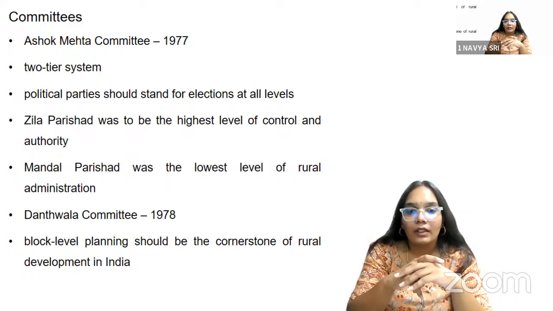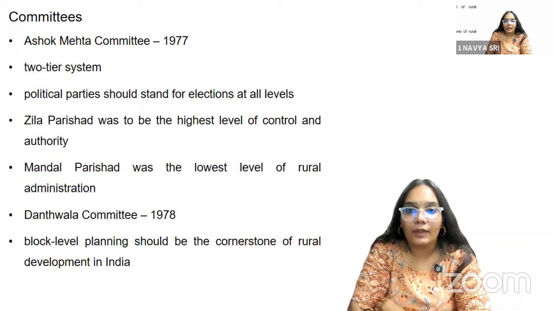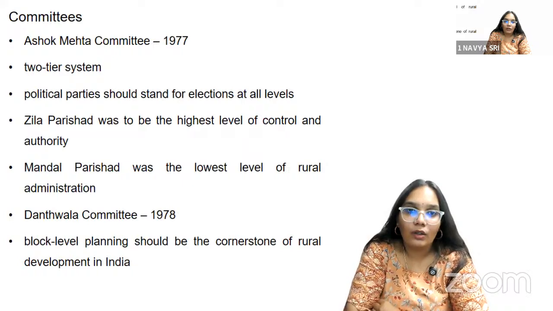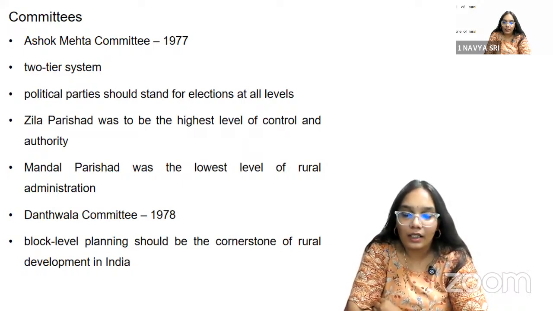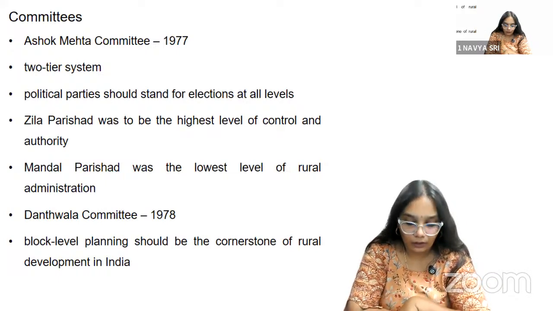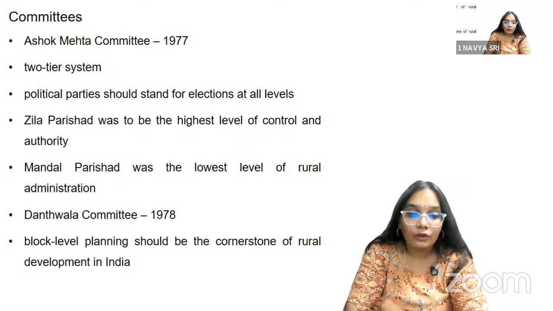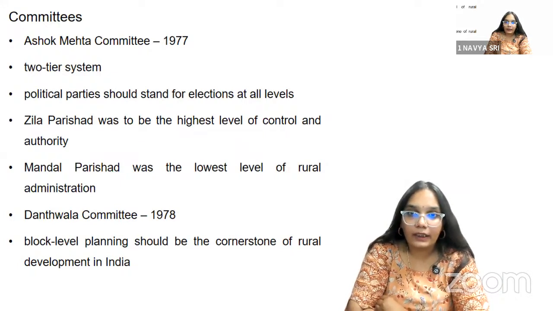He says the Zilla Parishad should be the highest level of control and authority, and the Mandal Parishad the lowest level of rural administration, because he called for a two-tier system. Don't get confused: Ashok Mehta called for a two-tier system and Balwant Rai Mehta called for a three-tier system. The three-tier system has Gram Panchayat, Mandal Parishad and Zilla Parishad. In the two-tier system, they removed the Gram Panchayat or Gram Sabhas. Then the Dantewala Committee in 1978 called for block level planning to be the cornerstone of rural development in India.